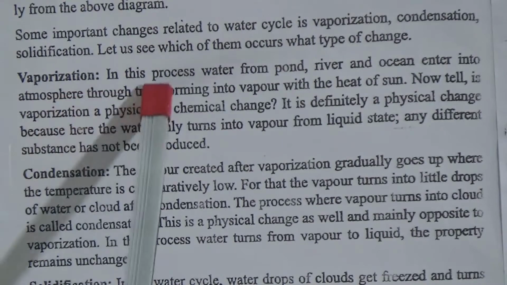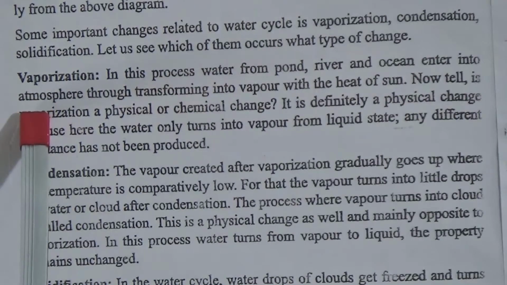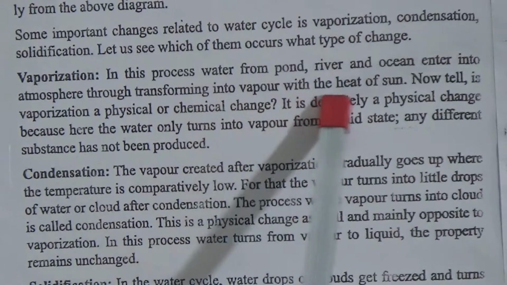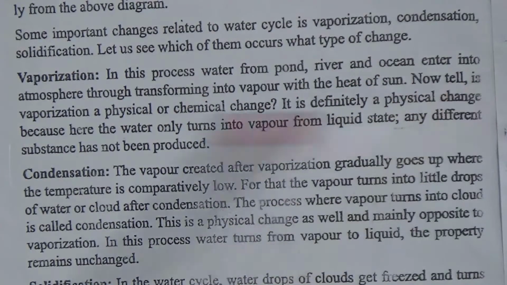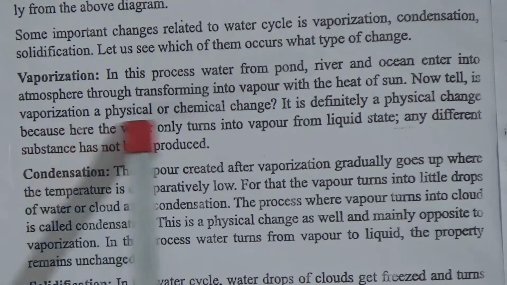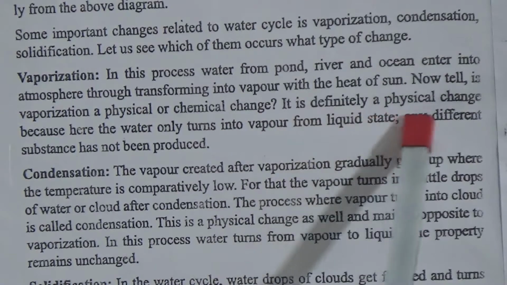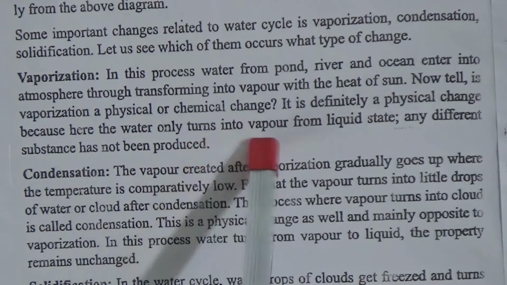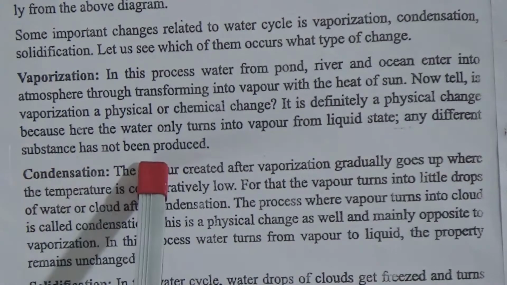Vaporization. In this process, water from pond, river and ocean enters into the atmosphere by transforming into vapor with the heat of the sun. Now tell, is vaporization a physical or chemical change? It is definitely a physical change, because here the water only turns into vapor from liquid state. Any different substance has not been produced.